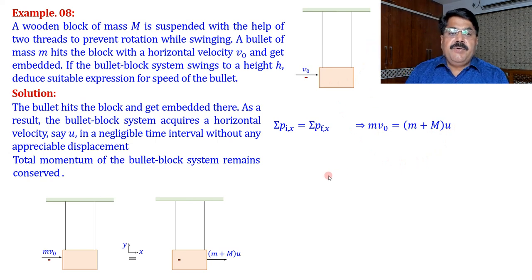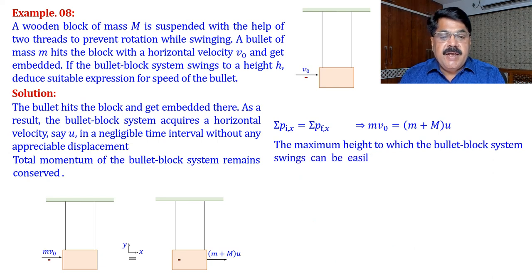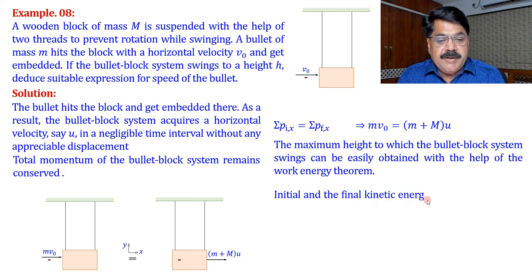And for that, what do you use? Work energy. Because the initial velocity of the bullet block is u and the final velocity is 0 and there is a displacement. So change in speed over a displacement is the area of the work energy theorem. So we use the work energy theorem here. The maximum height to which the bullet block system swings can be easily obtained with the help of the work energy theorem. How? Initial and final kinetic energies of the bullet block system.